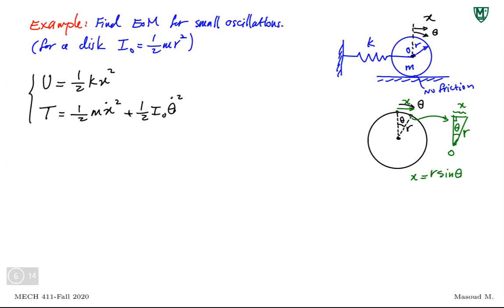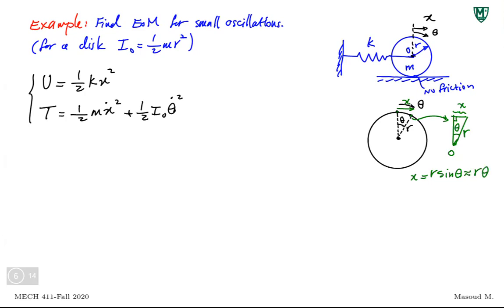Now, all the way back to probably the first class we had, we said whenever we say small oscillations, small rotation, we can go with the assumption that we make to linearize a system. What was that assumption, or what were those assumptions? Can someone tell me? Sine theta equals theta and cosine theta equals 1. Exactly. Thank you, Chris. So this becomes almost equal to r theta.